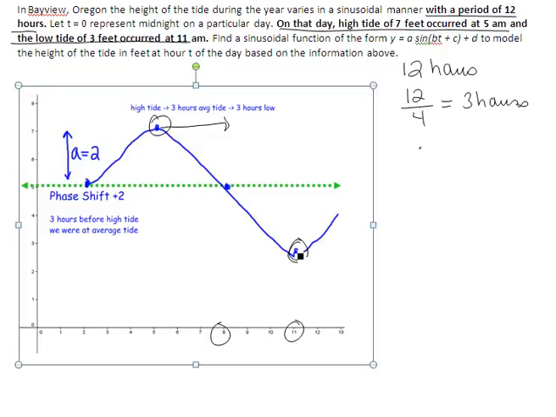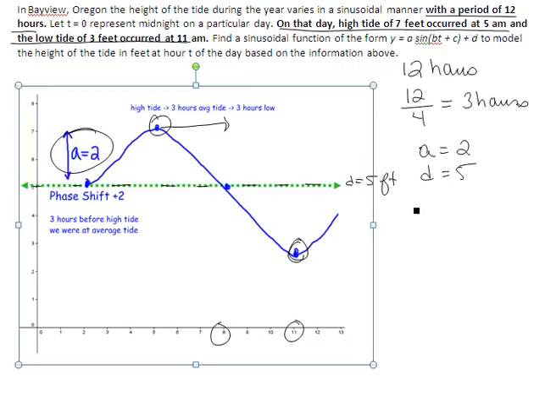From the high and low, we could find the average, giving us D is equal to 5 feet. We would also know A as the amplitude, and that amplitude is the maximum deviation from the average to the high or the average to the low, giving us A is equal to 2. Therefore, we would know that A is 2 and D is equal to 5.